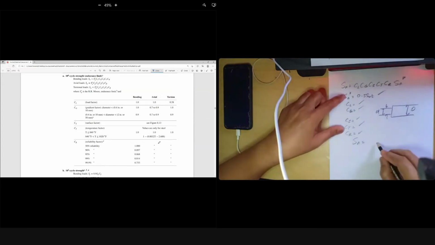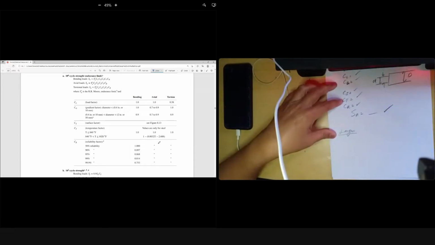Okay. So if less than 140, it's 1. CR, be careful. Sometimes if it is not given, 50% reliability is 1. But if it is given, read the question, do not be careless. 90% is 0.897, 95%, and 99% is 0.814. Be careful about that. So you got your CR, your SN value in megapascal, and also your SUT. So then only you can find your safety factor. From here you can get your safety factor based on Goodman.